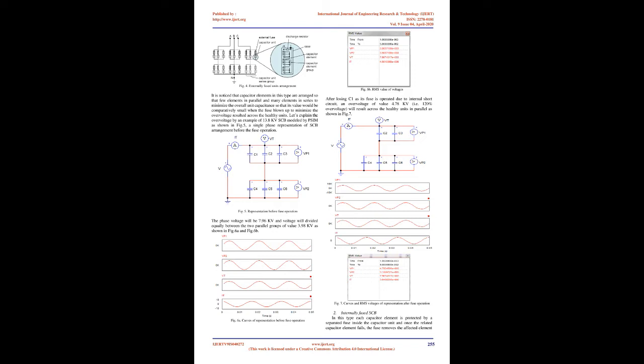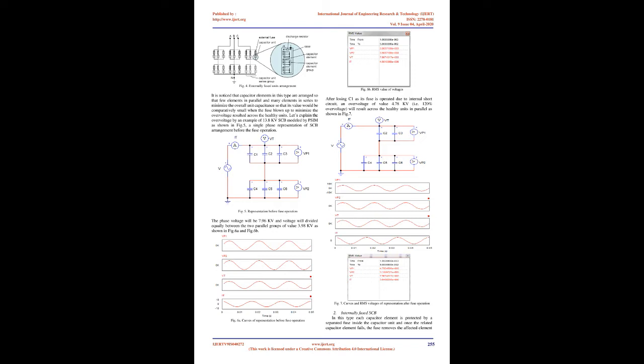Let's explain the overvoltage by an example of a 13.8 kV SCB modeled by PSIM as shown in Fig.5, a single-phase representation of SCB arrangement before the fuse operation. The phase voltage will be 7.96 kV and voltage will be divided equally between the two parallel groups, 3.98 kV each, as shown in Fig.6a and Fig.6b. After losing C1 as its fuse operated due to internal short circuit, an overvoltage of value 4.78 kV, i.e. 120% overvoltage, will result across the healthy units in parallel as shown in Fig.7.